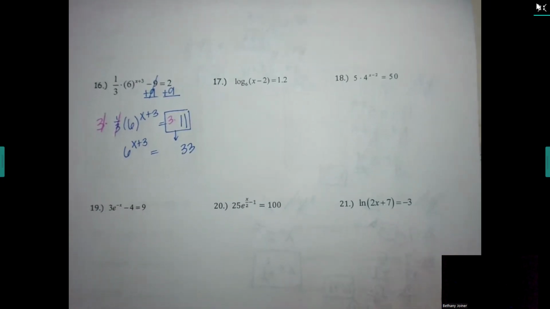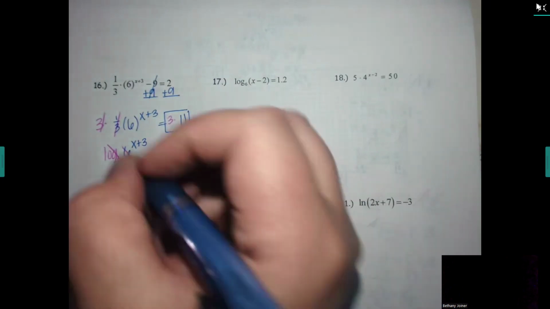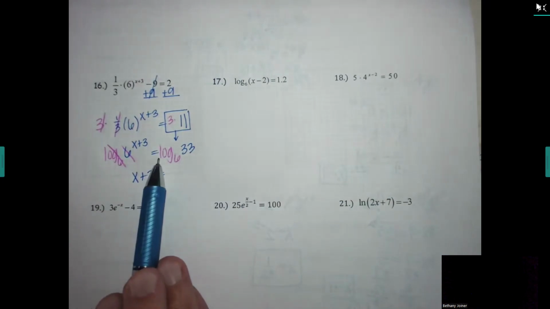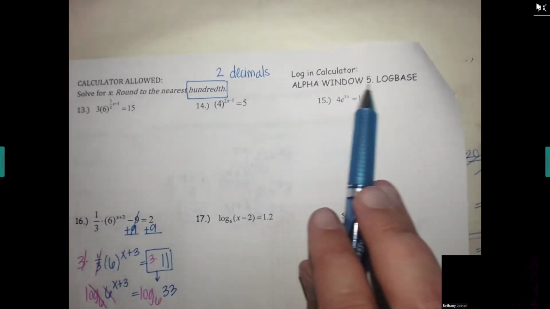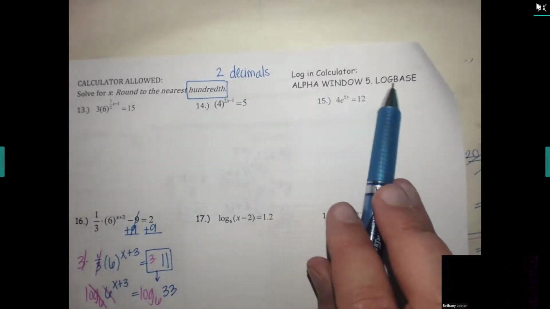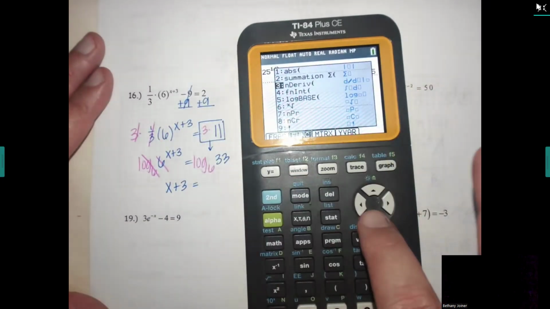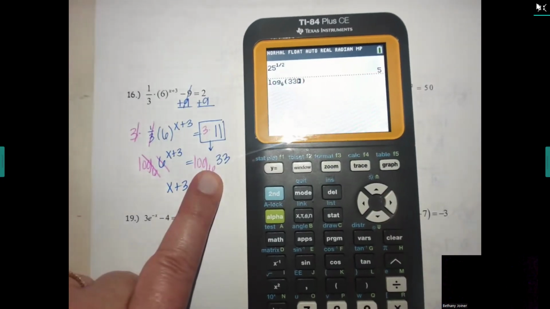Okay, from here, how do I get rid of a big 6? Log little 6. And this is where I taught y'all how to put this in the calculator. So my x plus 3 comes down, and then I'm going to put this in the calculator. Let me remind you the buttons. They're up here at the top of your paper. It's alpha window 5. Alpha window 5. That'll open up your log with the 2 boxes so that you can type 6 into the little box and 33 into the big one.